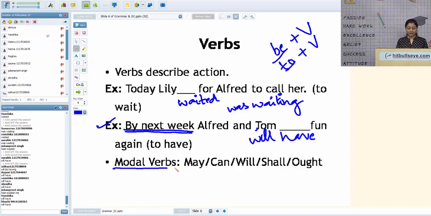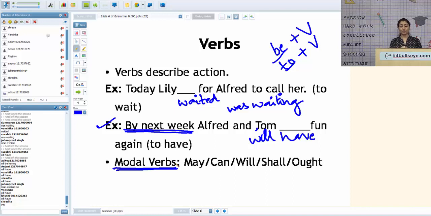Moving on to one singular type of verb that I would like to bring your attention to is the modal verbs. What do modal verbs do? Modal verbs add a certain kind of element or quality or a certain kind of description to the actual verbs. Now there are 5 forms of the modal verb.